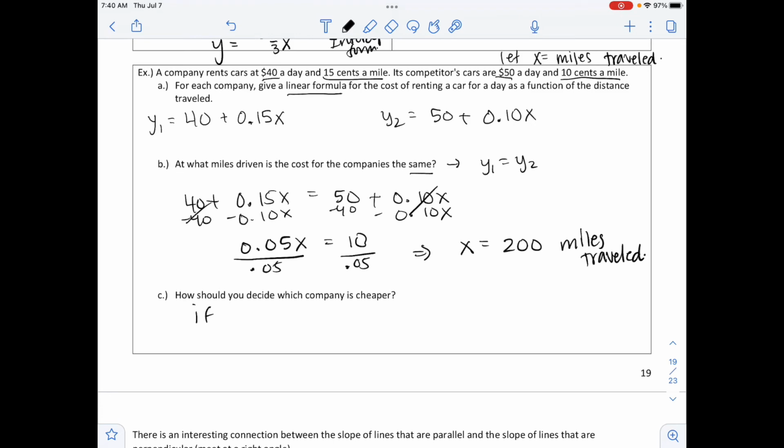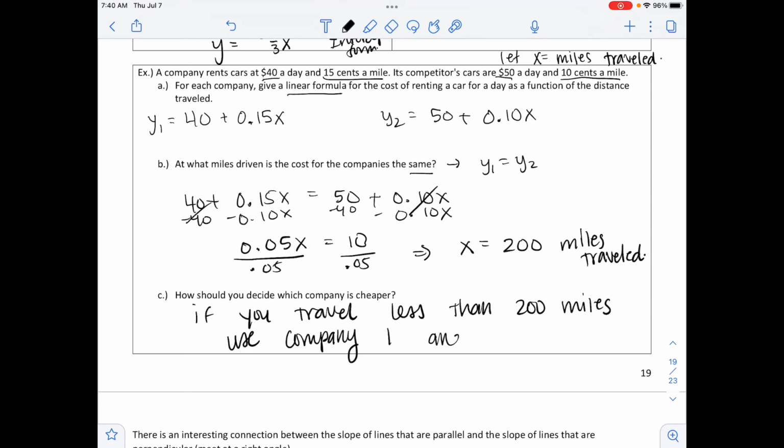So if you travel less than 200 miles, we would use company 1, and company 2 if you travel more than 200 miles.